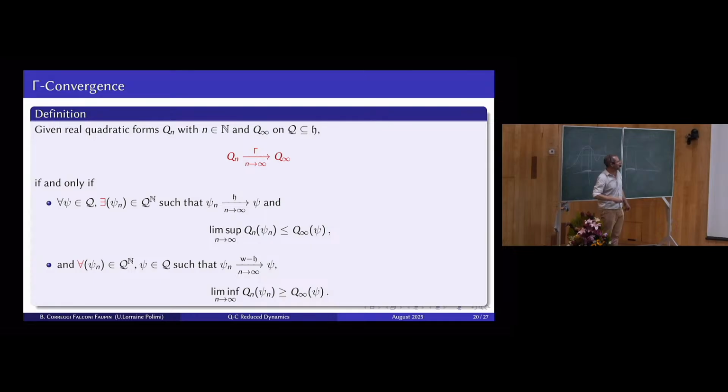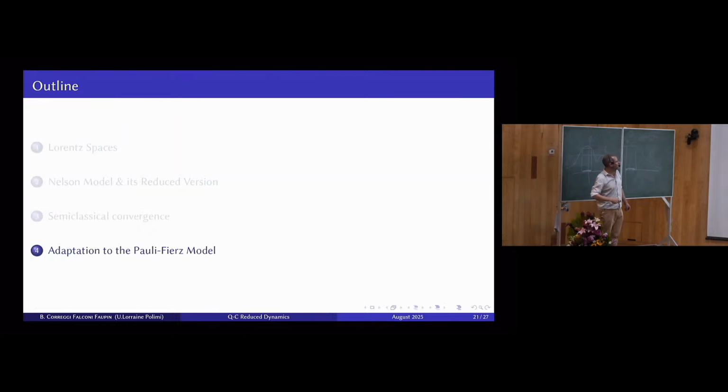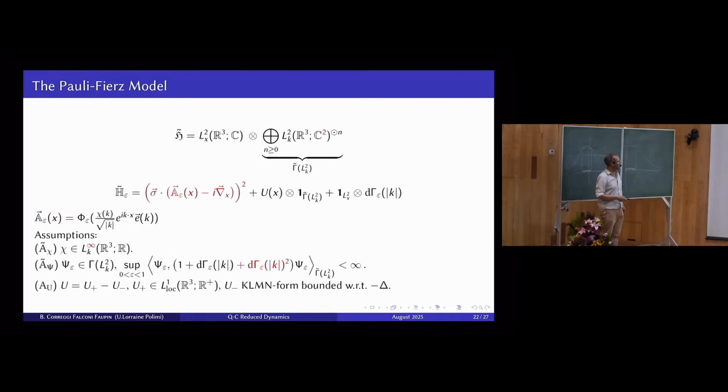I will not have time to prove this gamma convergence, but instead what I would like to do is give an overview of what you would do to modify the framework for the Pauli-Fierz model. So you have a different model which is a bit more involved. What changes is that this time you have the interaction which also encompasses the kinetic energy of the particles. So it's just mixed in this term.